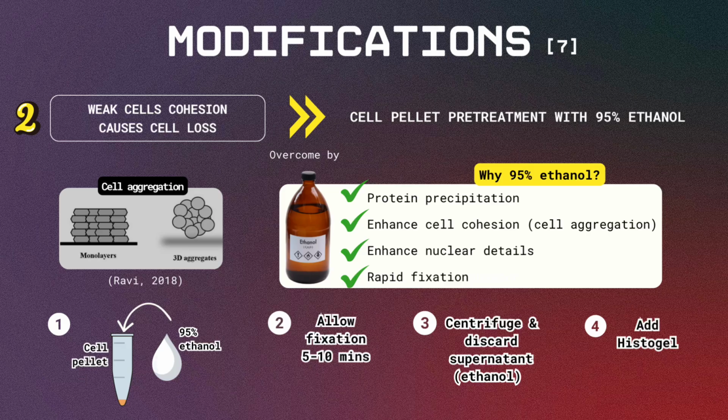The procedure is as below, in which 95% ethanol is added to the cell pellet after centrifugation, followed by fixation for about 5 to 10 minutes, centrifugation, and discarding the supernatant. Then we can proceed to the histogel.